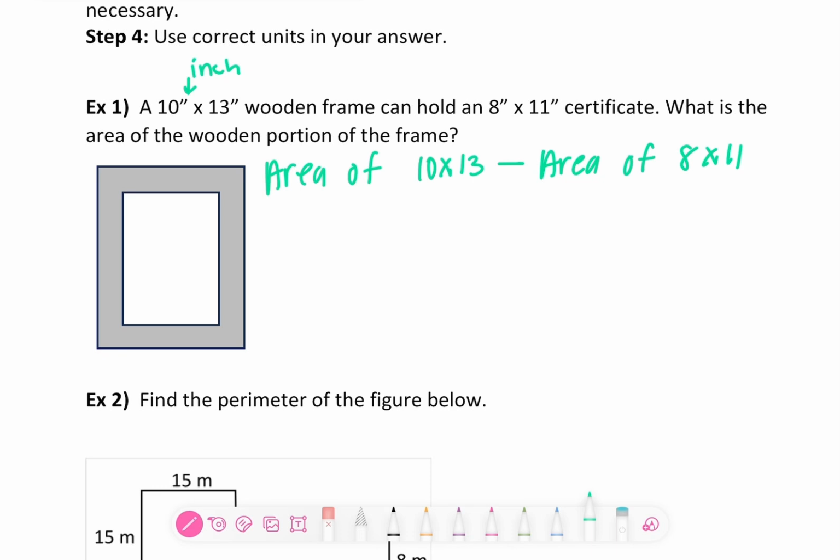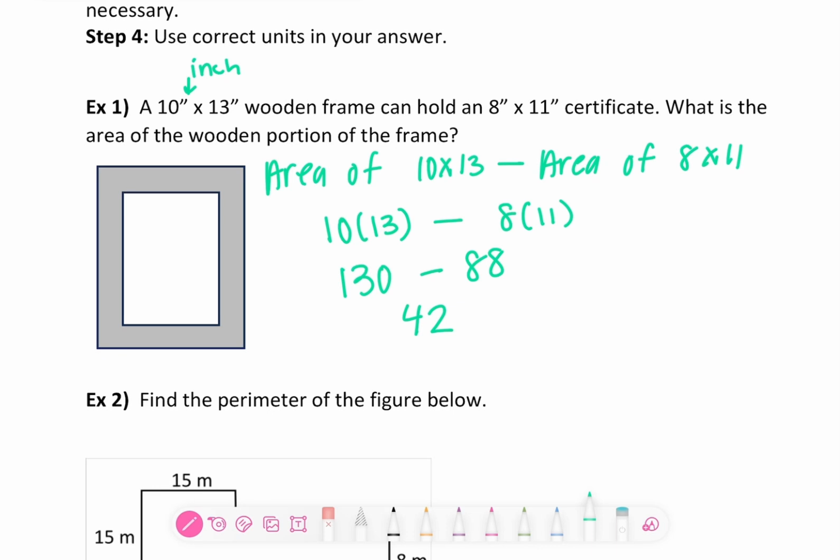The area of any rectangle is length times width. So for the area of 10 by 13, you're going to do 10 times 13, minus the area of the 8 by 11, which is 8 times 11. So 130 minus 8 times 11, which is 88. And then you just subtract those. So 130 minus 88, and you get 42. Okay, so 42 is the area of the frame.